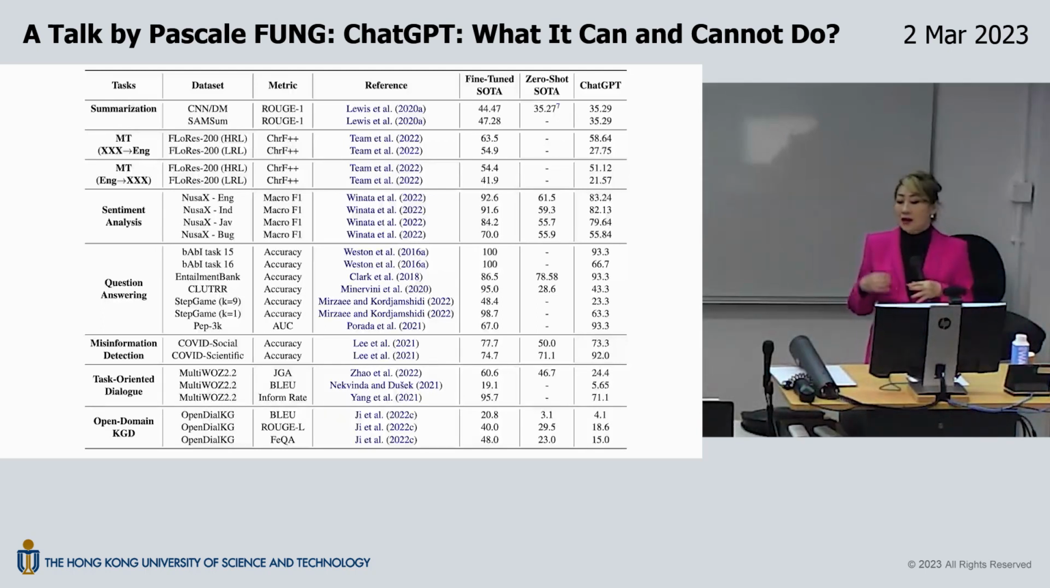Order a pizza. Siri is a task-oriented dialogue. It's an assistant, right? Open domain means it's chat. Okay, so you can see that it performs well, we'll go into details.